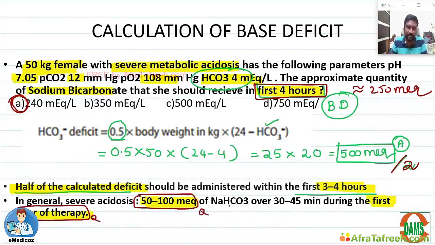So, three important questions. If they just ask how much is the base deficit, your answer should be 500 milliequivalents. How much can be given during the first 4 hours? The answer should be 250 or 240, half of this. How much can be given during the first hour of therapy? Irrespective of base deficit, when there is a severe metabolic acidosis, you can give a trial of 50 to 100 milliequivalents during the first hour of therapy.